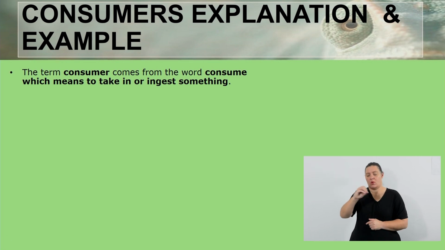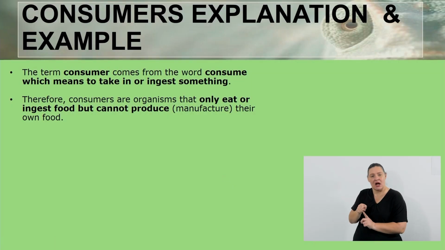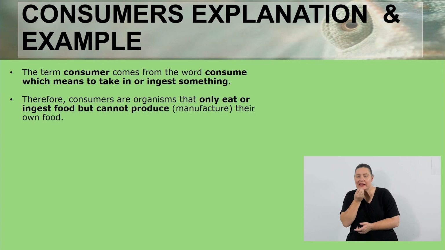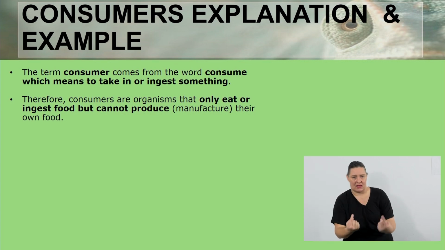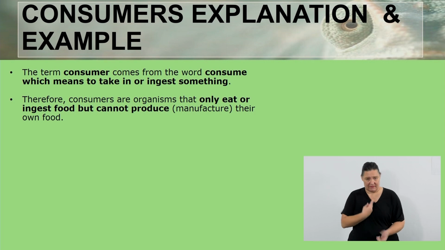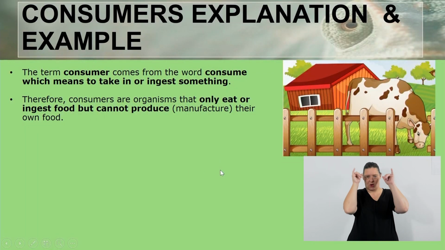The term consumer comes from the word consume, which means to eat, to ingest, or to take something in. Therefore, consumers are organisms that only eat or have the ability to consume, but they cannot make their own food. This is the same example I made earlier about the cow. They have the ability to eat other organisms, but they cannot make their own food. So we refer to these organisms as consumers. Here is the nice cow that is consuming grass, but it cannot make its own grass.